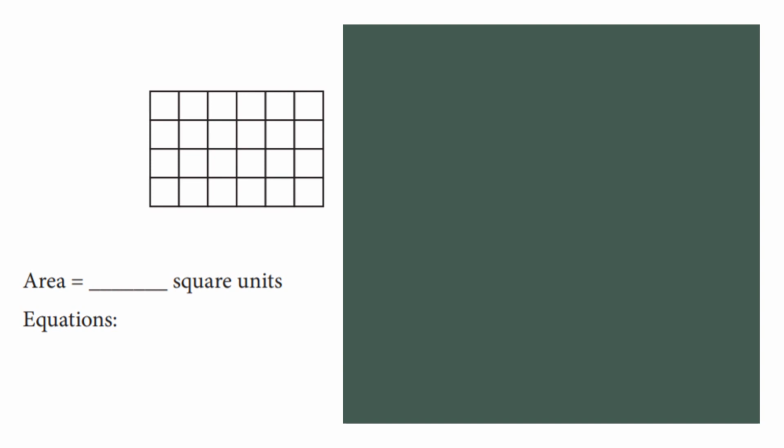To find the area of this rectangular space, we would need to determine the dimensions of the room. To do this, we can count the number of rows, which happens to be 4 rows in this rectangle, and the number of columns, which happens to be 6. Now, how would you use these dimensions to help you find the area or total number of square units for this rectangle? Take a minute to think about that.